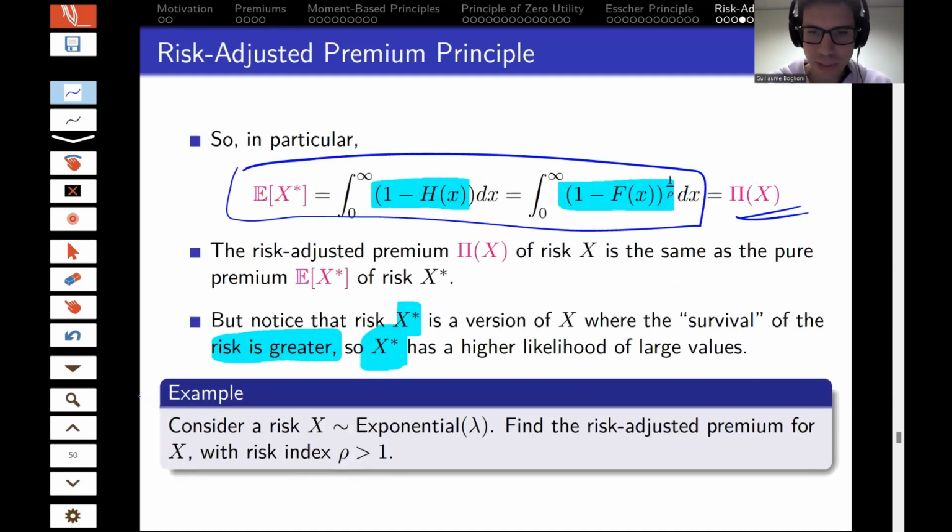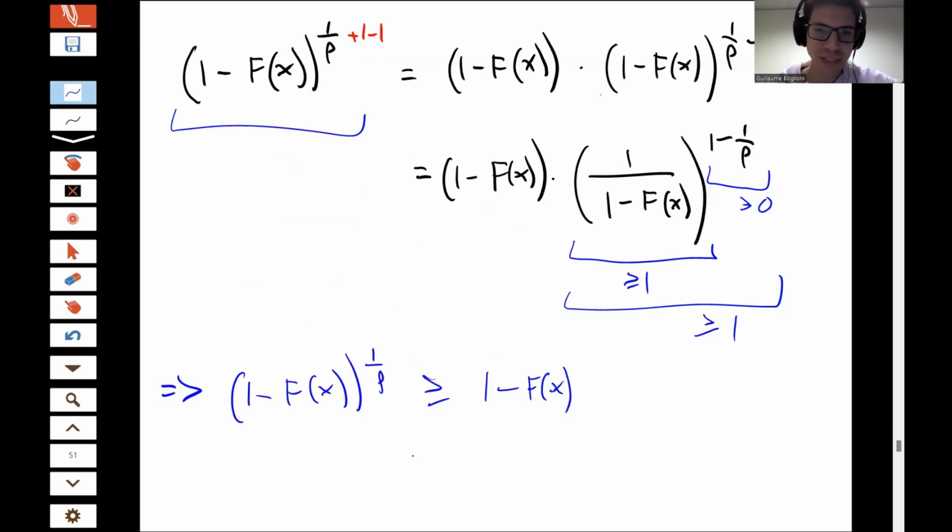Okay, and here we have a simple example. If X is exponential, what would be the risk-adjusted premium for X? Assume that rho is strictly bigger than 1. So here for the exponential, a bit like we had with the Escher principle, it's very simple.